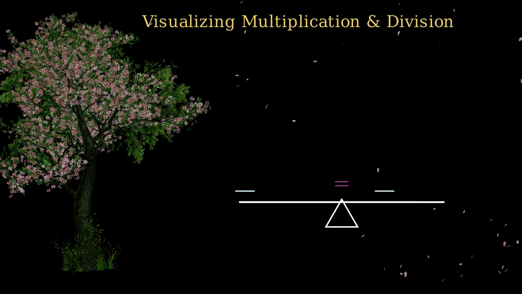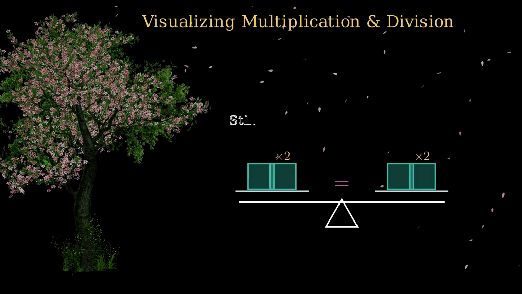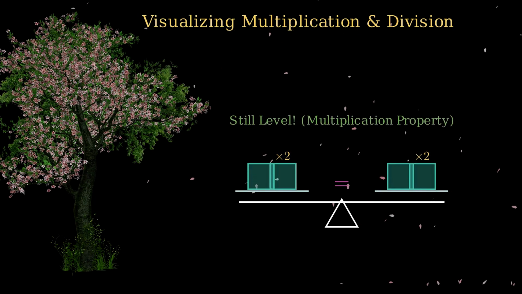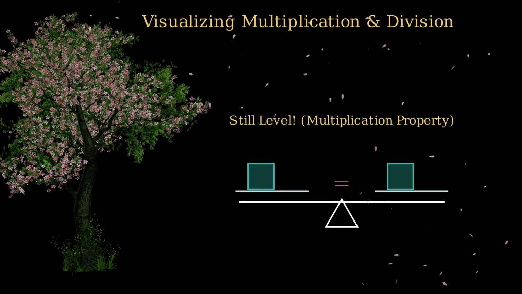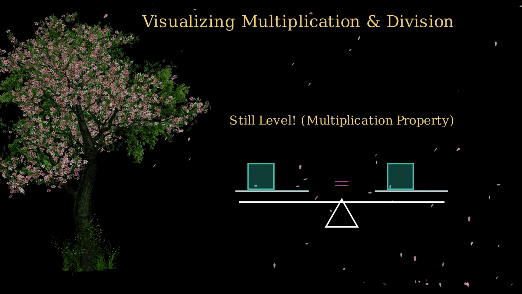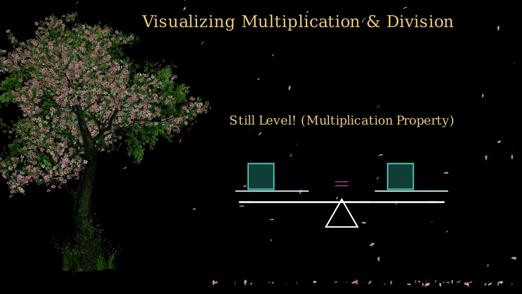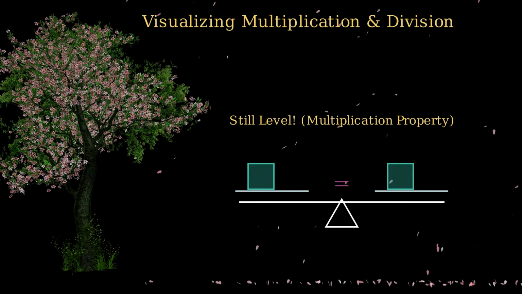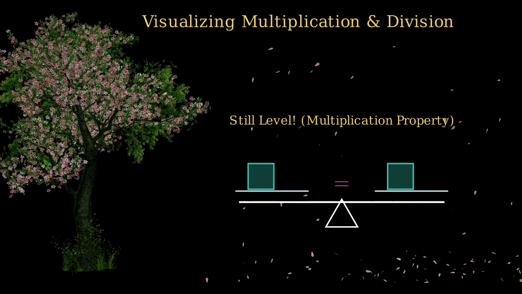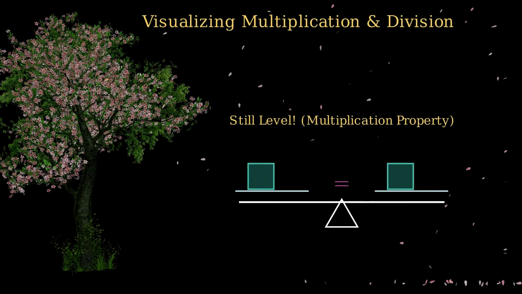Let's check the multiplication and division property with shapes. Here is a balanced scale with one mystery box on each side. If we multiply the left side by 2, we double the number of boxes. To keep the scale perfectly level, we must also double the right side instantly. The same rule applies when dividing. Cutting both sides exactly in half maintains the balance.